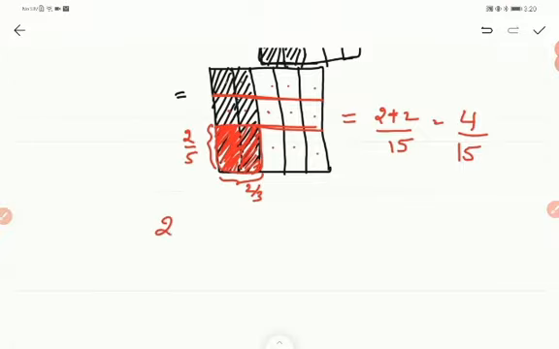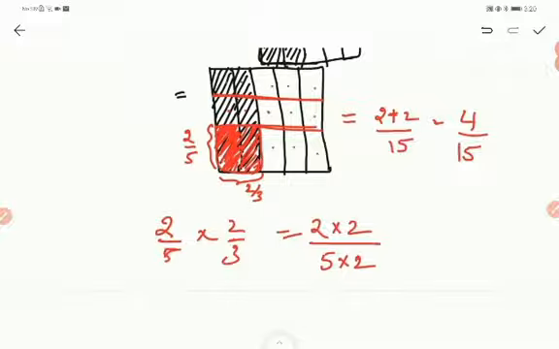Okay, just go by multiplication of 2 by 5 into 2 by 3. How much you'll get? 2 into 2. Numerators you will multiply and denominators you will multiply. So this is 4 by 15. So it is the same as your pictorial representation. So whenever you are given figures, you should understand how you are going to write that into a fraction.